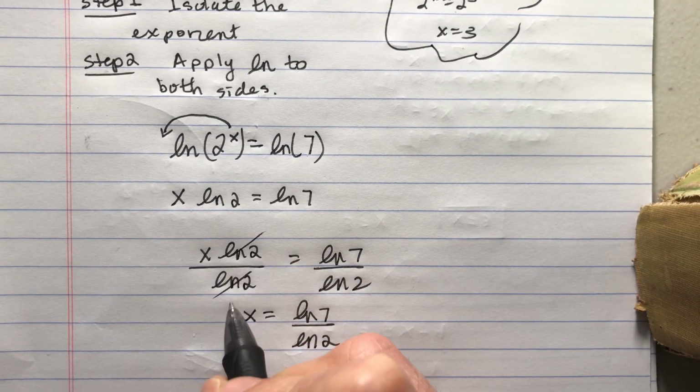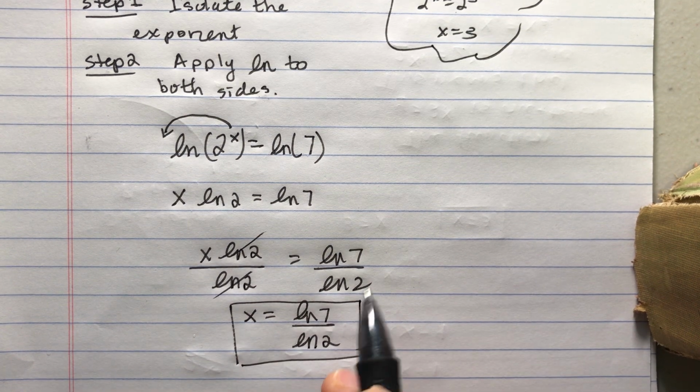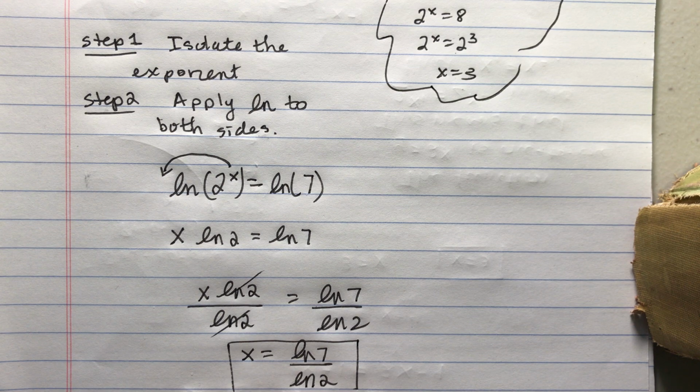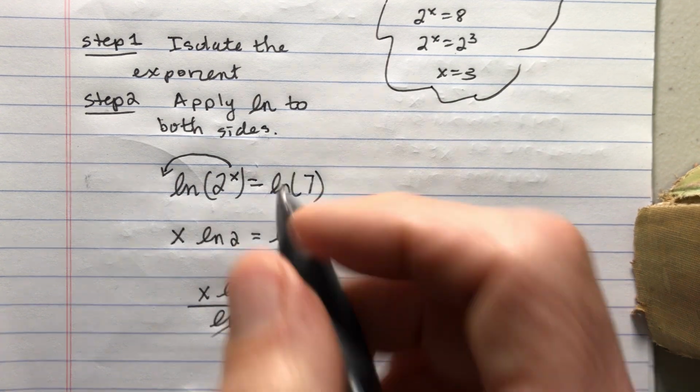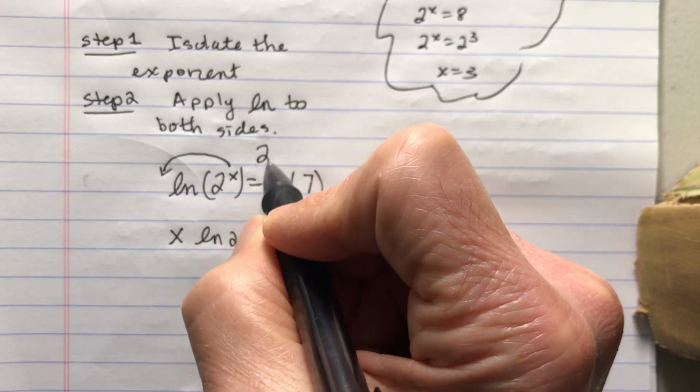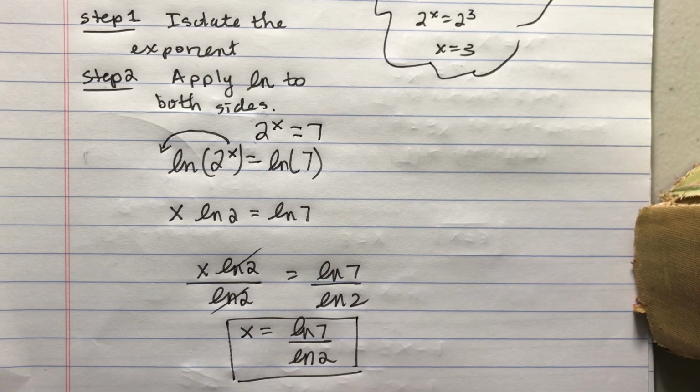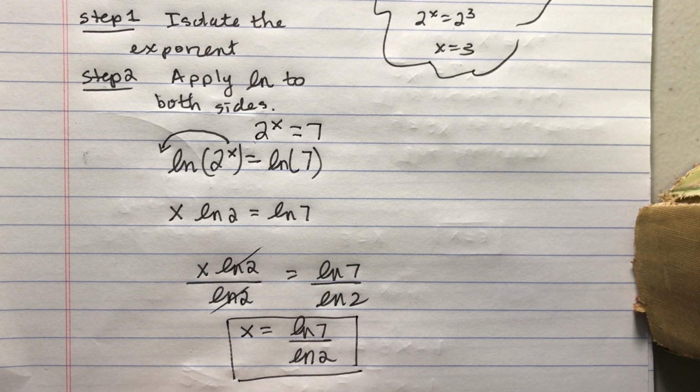Don't do anything with that. It does not simplify to anything else. There's just nothing that can be done with that. There's no property of logarithm that will do anything with this. All right, so that's one problem that we just did. That's A.